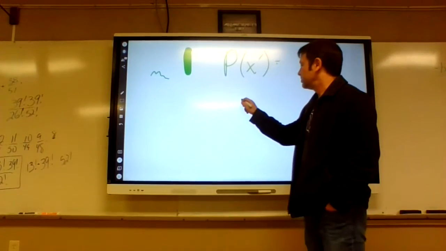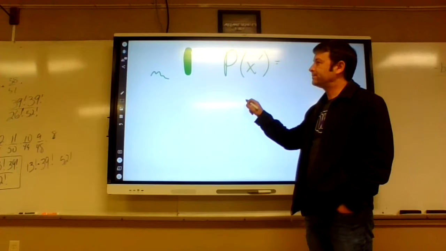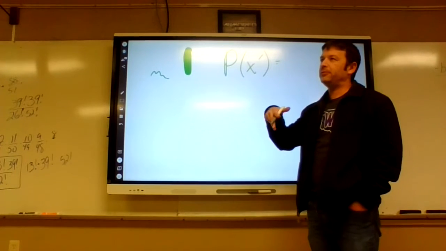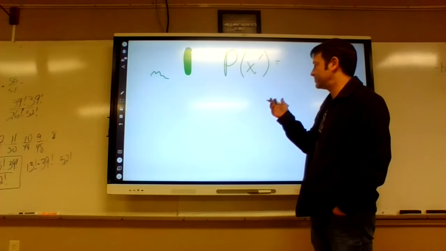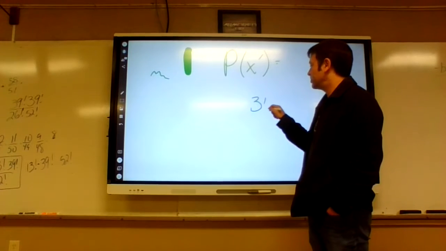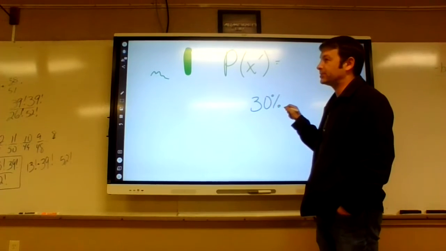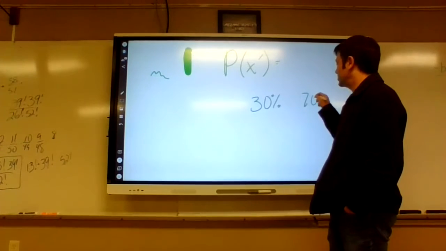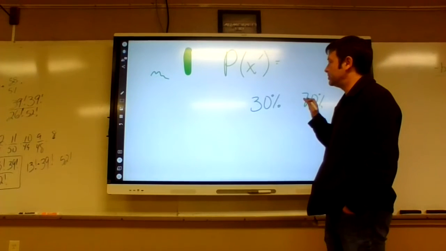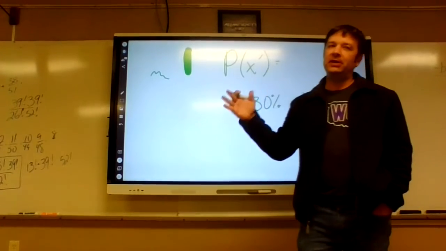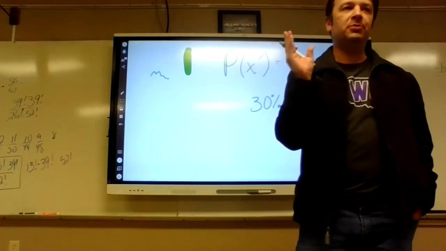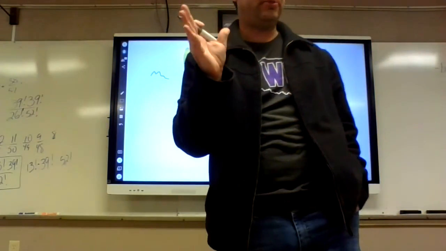So let's say the probability of me going to Tulsa is 30%. So what's the probability of me not going to Tulsa? 70%. So these two have to add up to 100, right? So the probability of x and the probability of not x always have to add up to 1, like 100%.